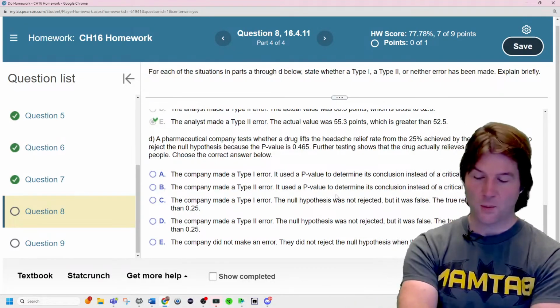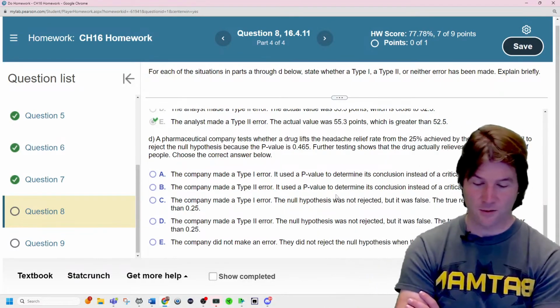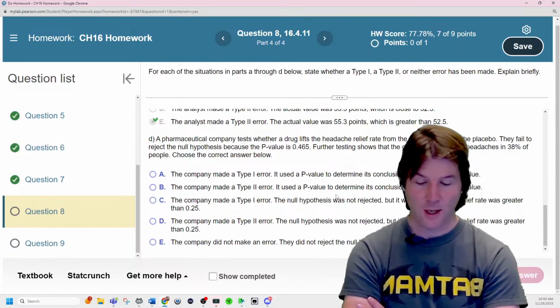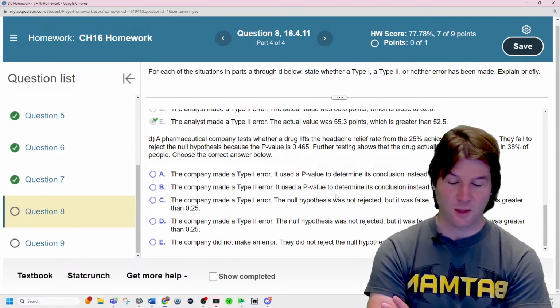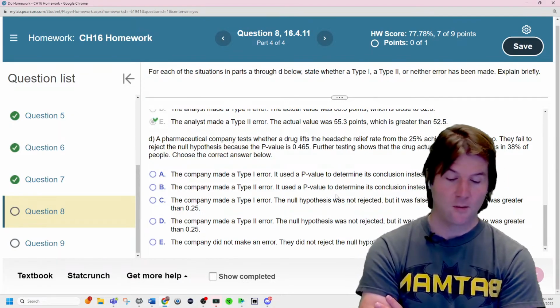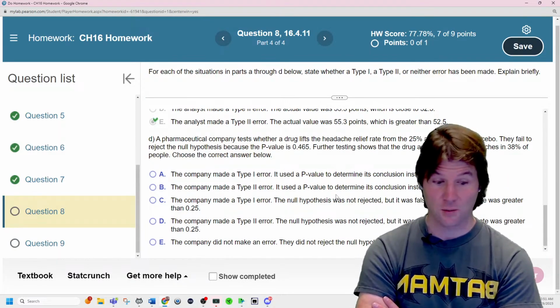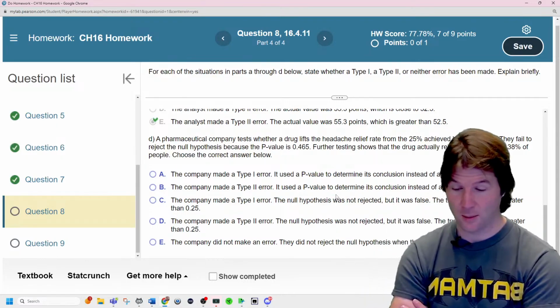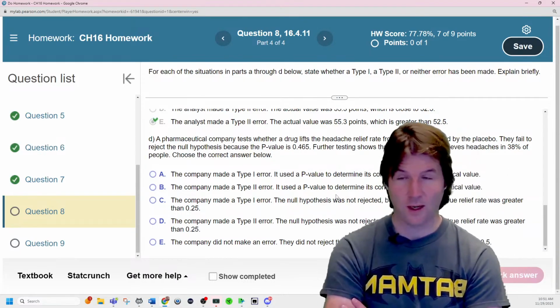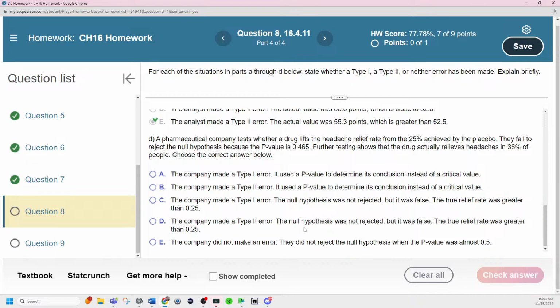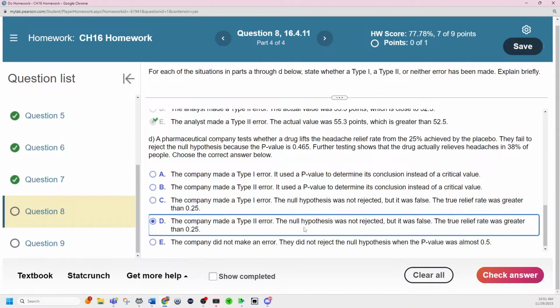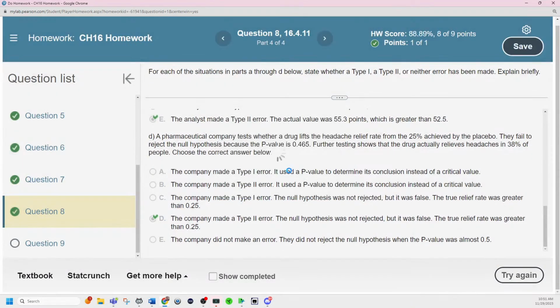A pharmaceutical company tests whether a drug lifts the headache relief rate of 25% achieved by placebo. They failed to reject the null, so they could only make a type 2 error here, because the p-value is very high. Further testing shows that the drug actually relieves headaches in 38% of people. So it's very clearly a type 2 error. They should have rejected the null.